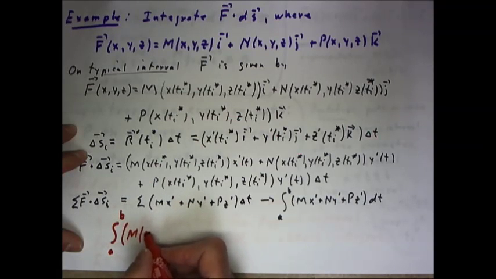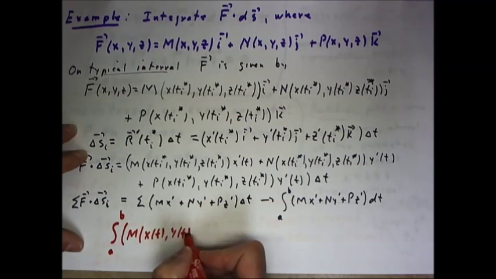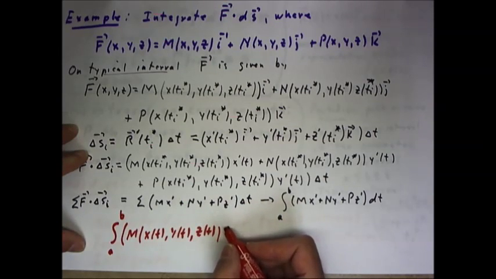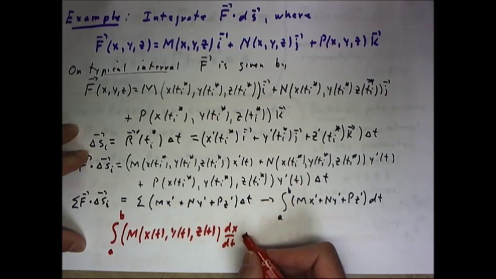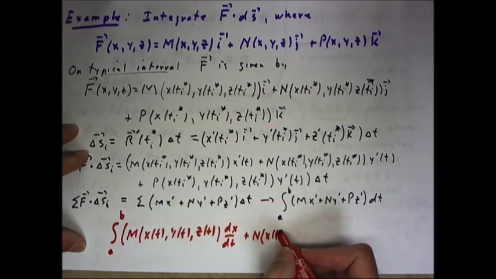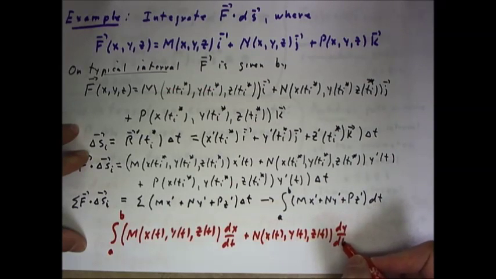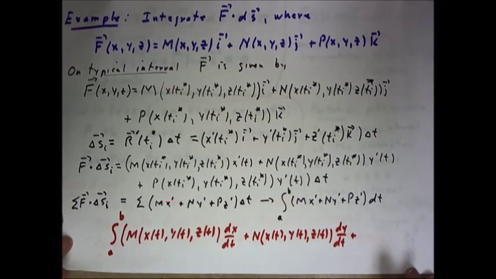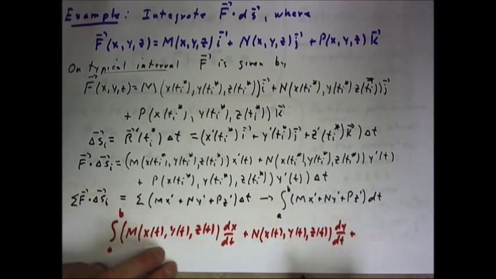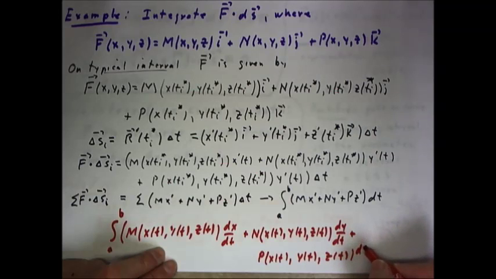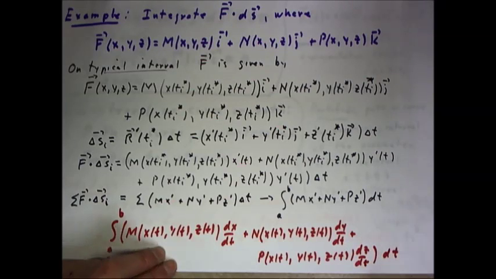M of x of t, y of t, z of t, times dx dt plus n of x of t, y of t, z of t times dy dt plus, I probably don't have room to squeeze that in, so I'm going to write it a little bit lower, p of x of t, y of t, z of t times dz dt, quantity with respect to t.